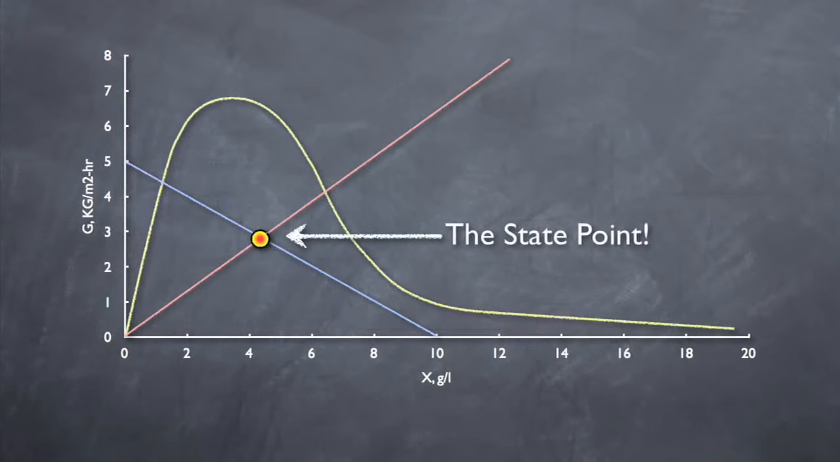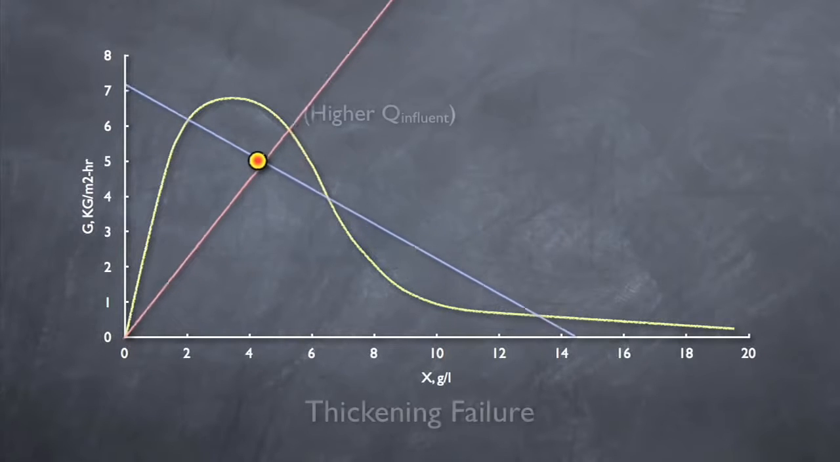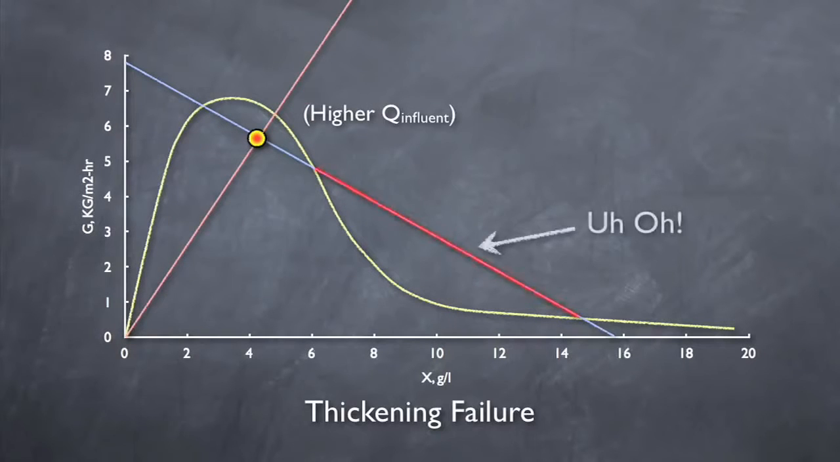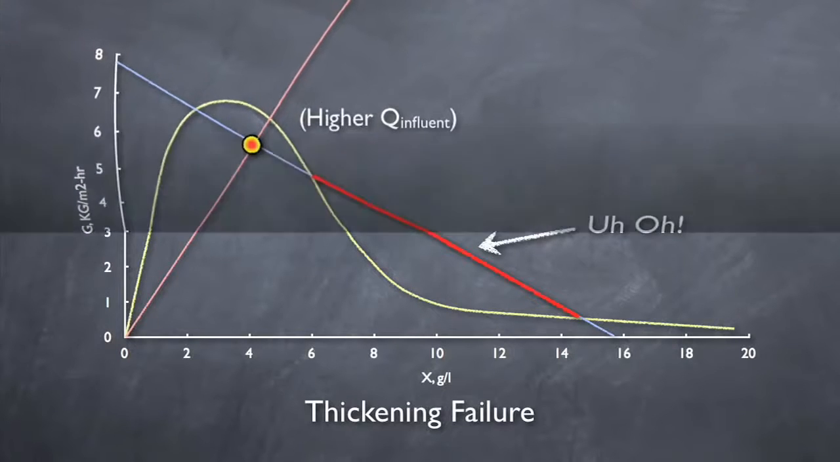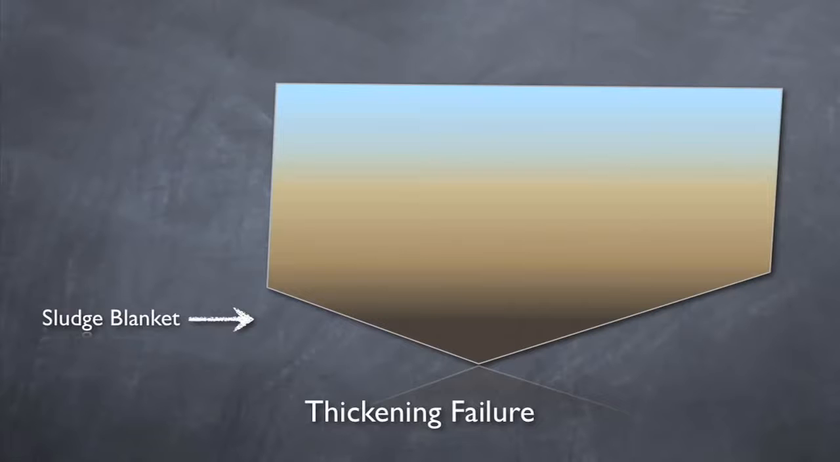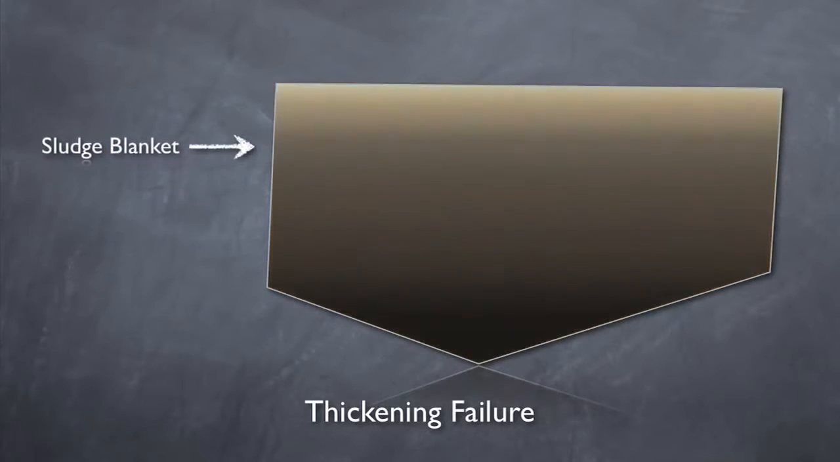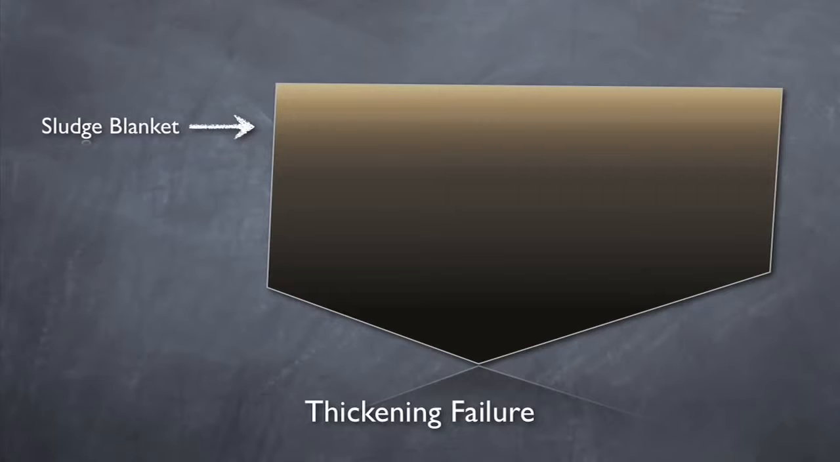However, getting the state point under the curve isn't the only goal. In order to ensure proper thickening of the sludge, we want to make sure that the entire underflow rate line to the right of the state point falls under the settling curve as well. If the state point is under the curve but the entire underflow rate line isn't, the clarifier is failing in thickening. This means that sludge is settling in the clarifier but isn't being removed fast enough. Under these conditions, the sludge blanket would rise in the clarifier until solids are passing over the weir. Thickening failure, like clarification failure, can be caused by high flows, low RAS, high SVI, or any combination.